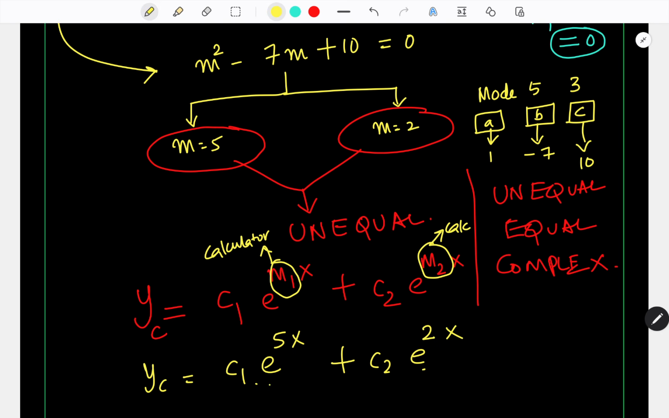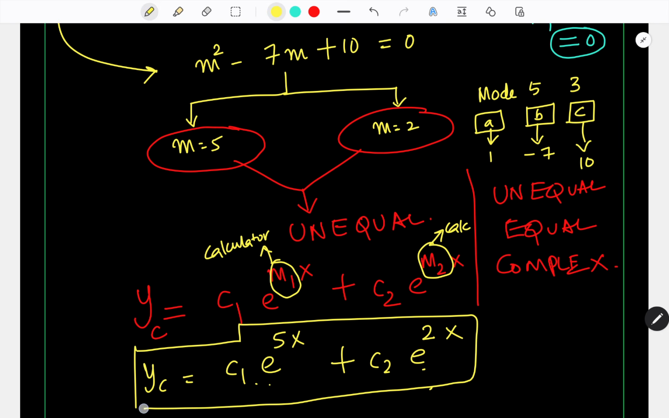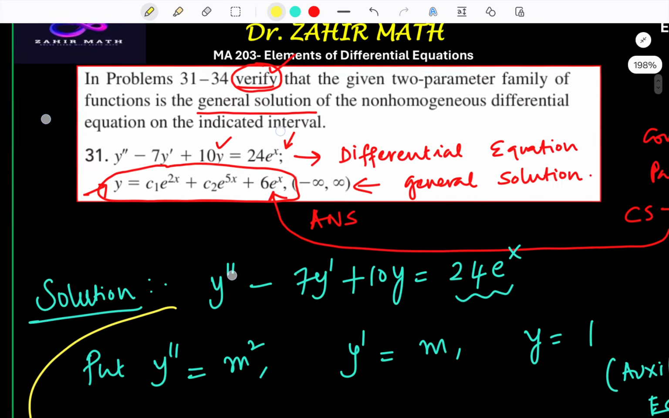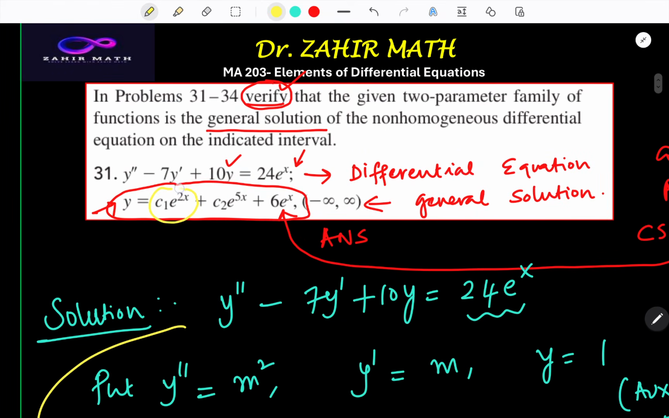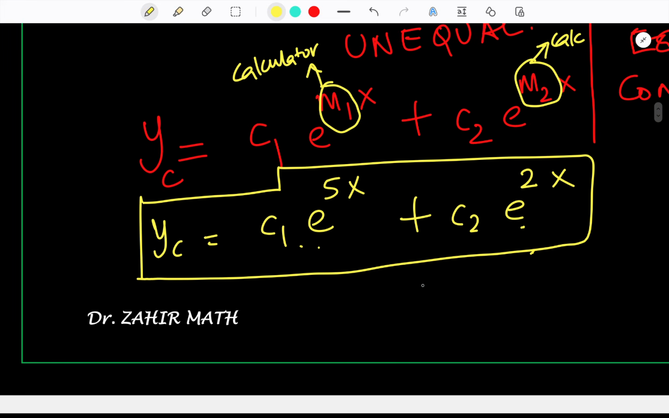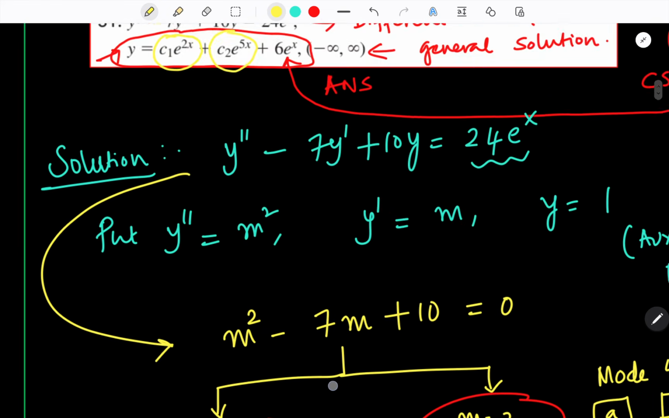Teacher, can I write this first and this second? No problem. Both are going to be the same. You can write e power 2x first and then e power 5x later. Now slowly go and see your question. Look here. Wow, nice. C1 e power 2x and C2 e power 5x. Of course, we got the same thing. So we got our complementary solution using step number 1.